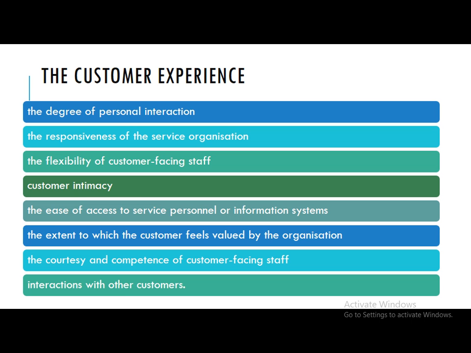So, it includes a degree of personal interaction, responsiveness of the service organization. Aspects of customer experience include the flexibility of customer facing staff, customer intimacy, the ease of access to service personnel or information systems, the extent to which the customer feels valued by the organization.